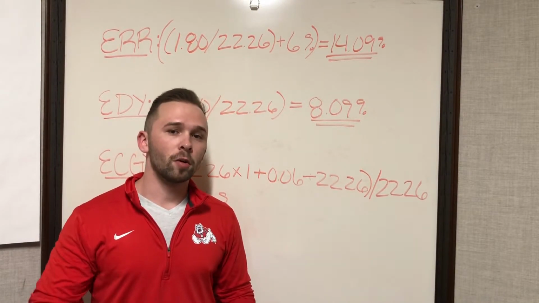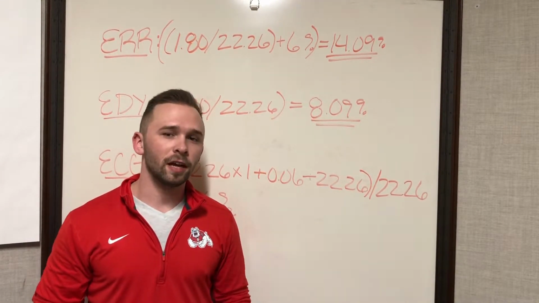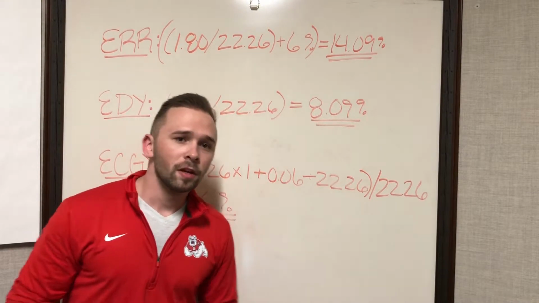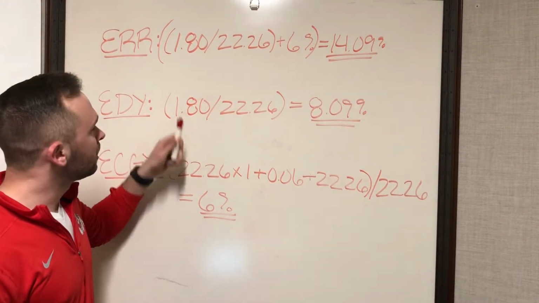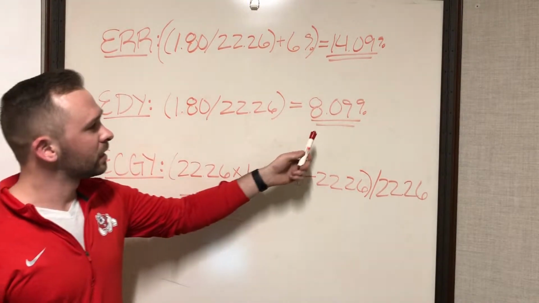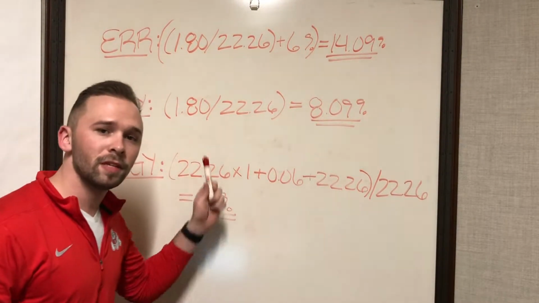Our second question wants us to find the expected rate of return at the beginning of 2003 for Energy Corp, as well as the expected dividend yield and expected capital gains yield. First, you're going to want to find the expected dividend yield by plugging in your $1.80 in dividends, divide that by your stock price, and that gets you an 8.09% expected dividend yield.